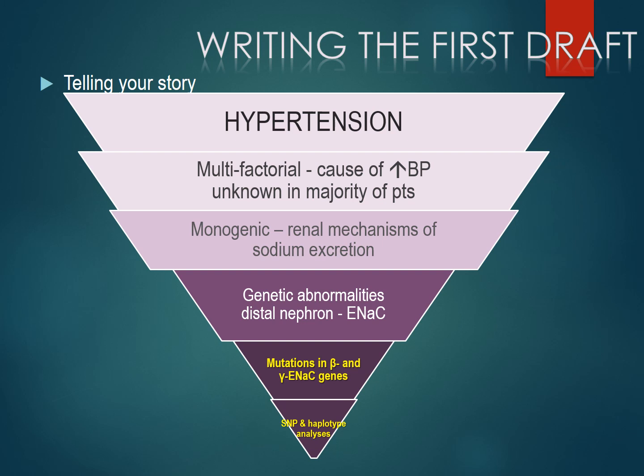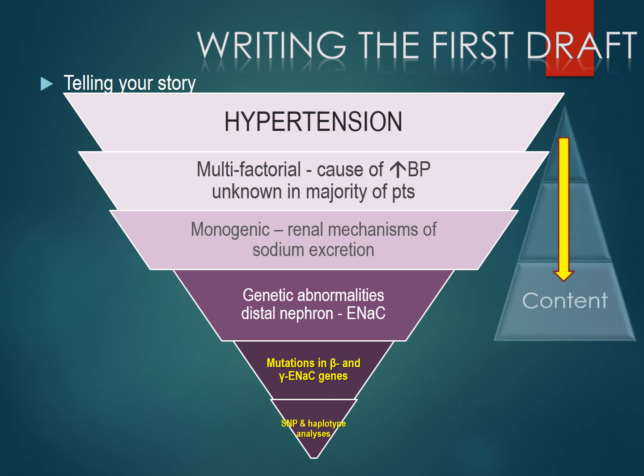So as you focus your storytelling, the content is the opposite. You will spend the least amount of time talking about hypertension as a whole. You will not go into detail of all the different factors, multifactorial interactions of all the genetic, environmental, demographic, all these factors that contribute to hypertension. You will spend almost no time on that. As you increase the focus of your literature review, you will spend more content on what is more relevant to your specific topic.